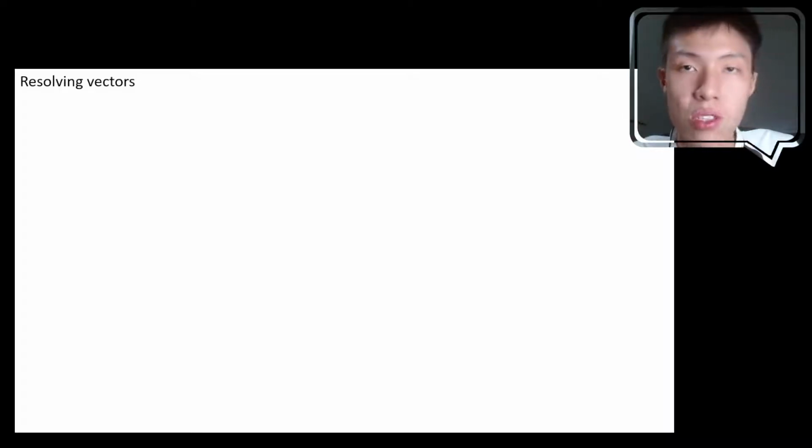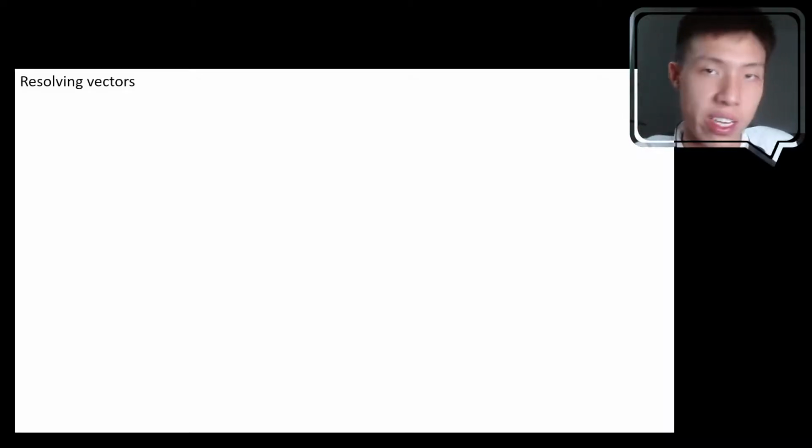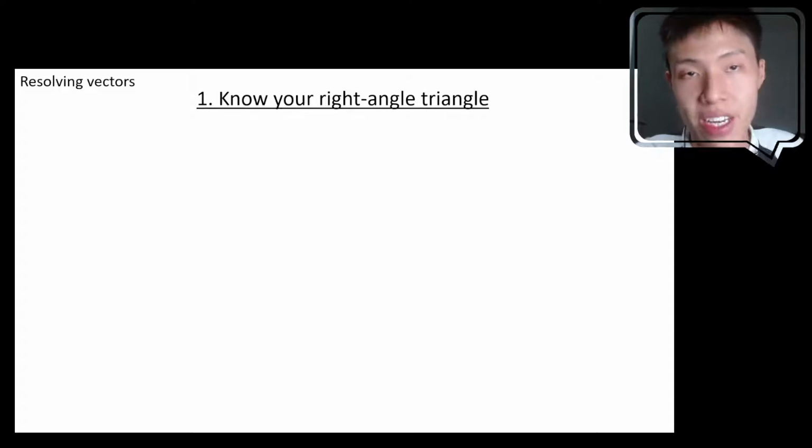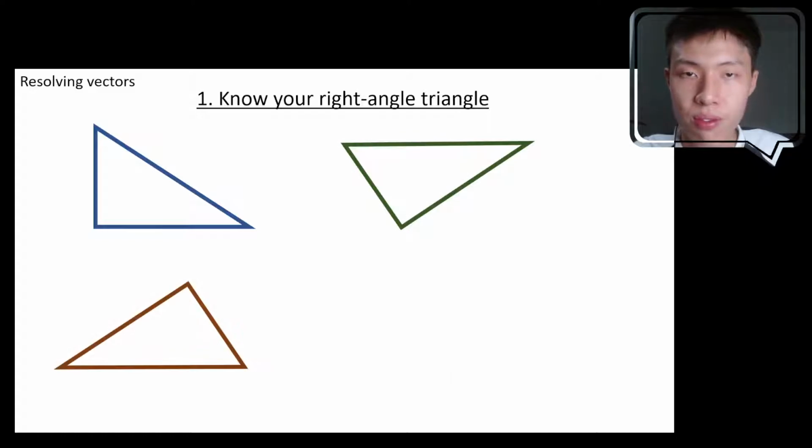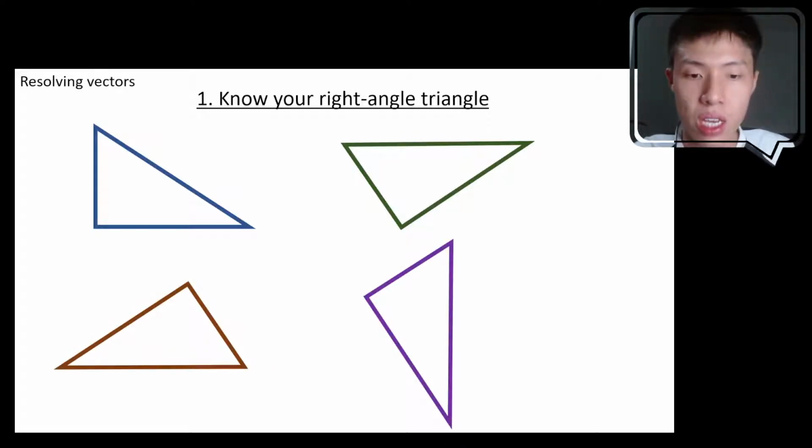The first thing that you need to know before you start to resolve any vectors is your right angle triangle. Right angle triangle is something that you learn from your secondary school, but we are going to do a little bit of revision about it. So here I have 4 different right angle triangles.